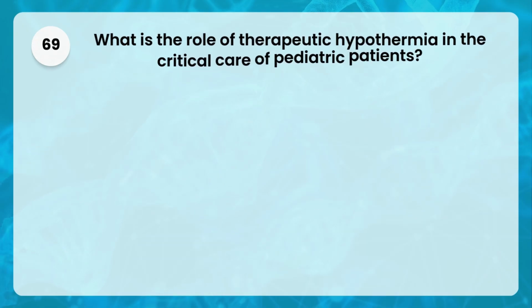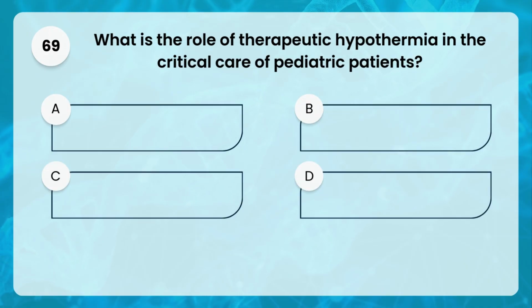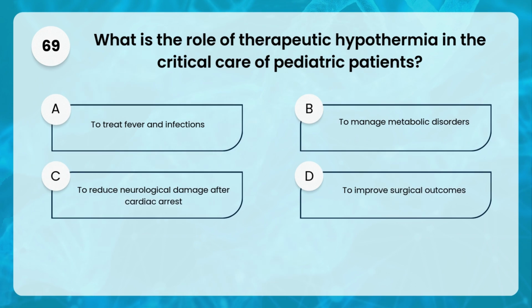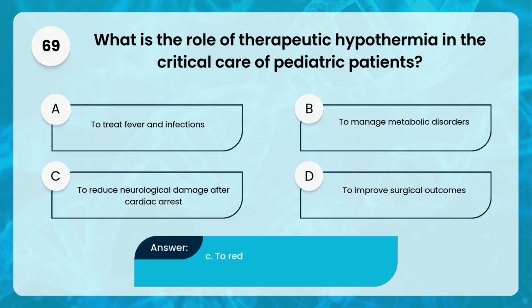69. What is the role of therapeutic hypothermia in the critical care of pediatric patients? A. To treat fever and infections. B. To manage metabolic disorders. C. To reduce neurological damage after cardiac arrest. Or D. To improve surgical outcomes. The answer is C. To reduce neurological damage after cardiac arrest.